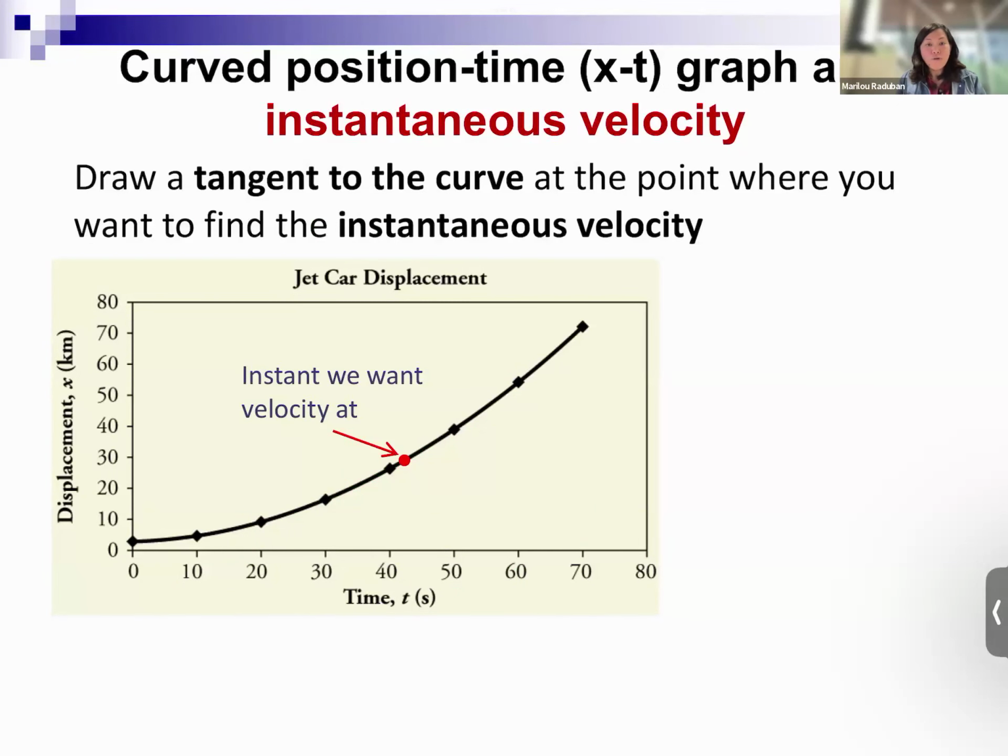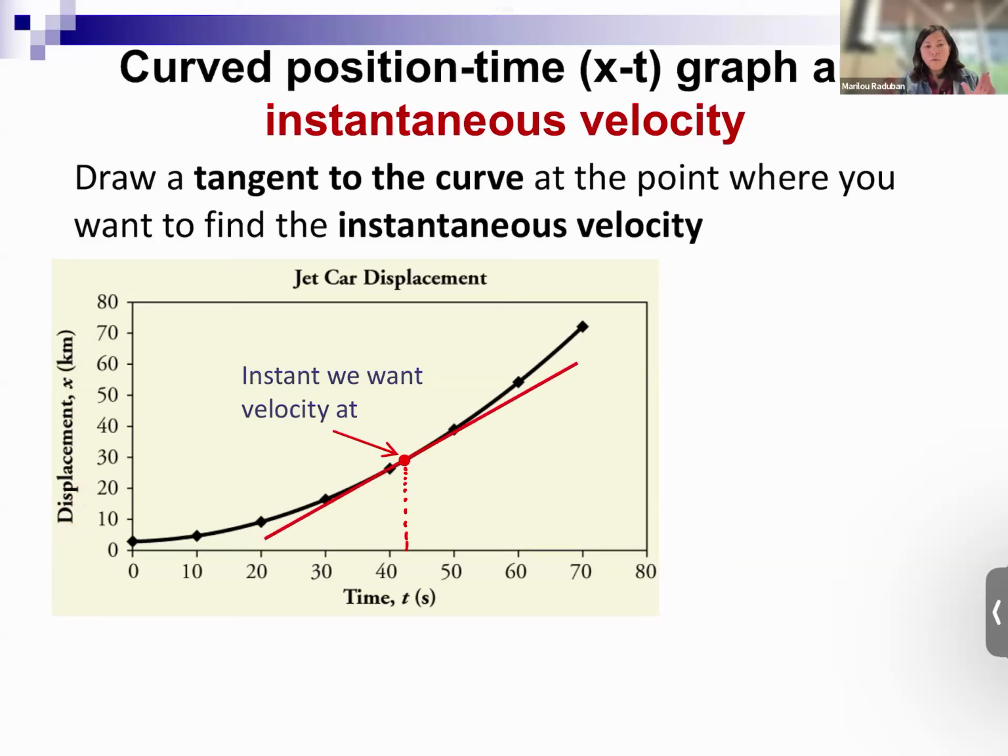For instantaneous velocity, we defined it as the velocity at a particular instant of time. So we just want the velocity at this point in time, at say 42 seconds. At a single time, velocity at a single time. So how do we calculate the instantaneous velocity from this motion graph, from this displacement versus time graph?